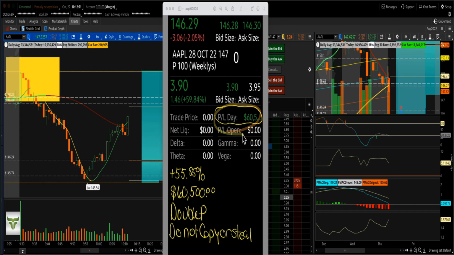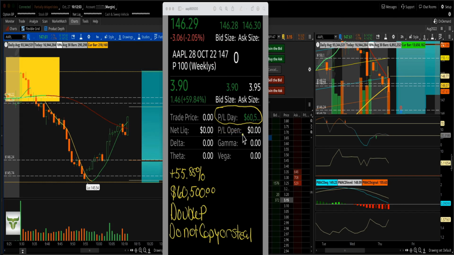I loaded the boat up with this particular option because I knew what was going to happen. I had trouble getting filled, but I just scaled in like crazy. I was doing 50 lots at a time. So there's the end of the day for me, $60,500 for Double P.